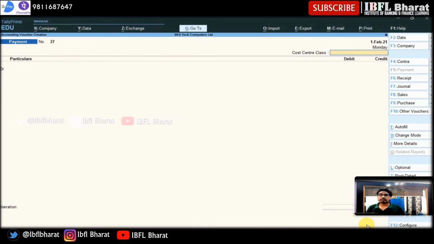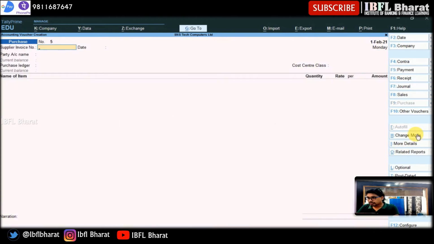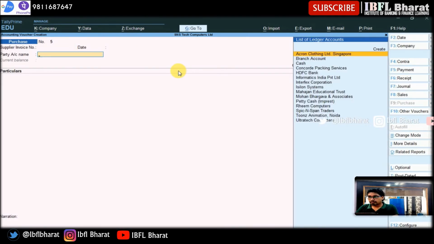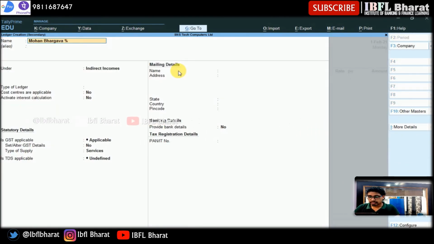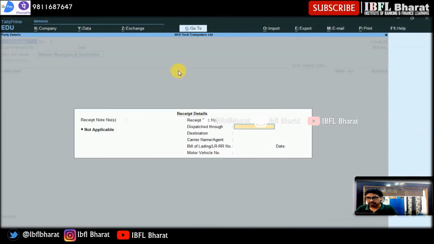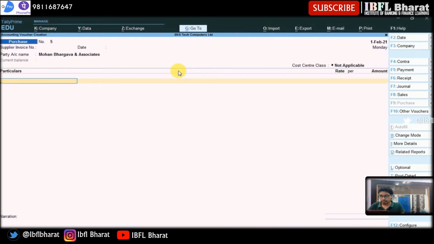After this transaction, there is Mohan Bhargav and Associates. Actually, Mohan Bhargav and Associates was appointed as the internal auditor of the company. They have sent us their invoice of 25,000 plus GST, and we are making payment after deducting TDS. So first of all, go to F9, change its mode of entry to accounting invoice. Take the party as Mohan Bhargav and Associates. Press Alt C, Mohan Bhargav and Associates. The ledger already exists. Take Mohan Bhargav and Associates as the ledger.